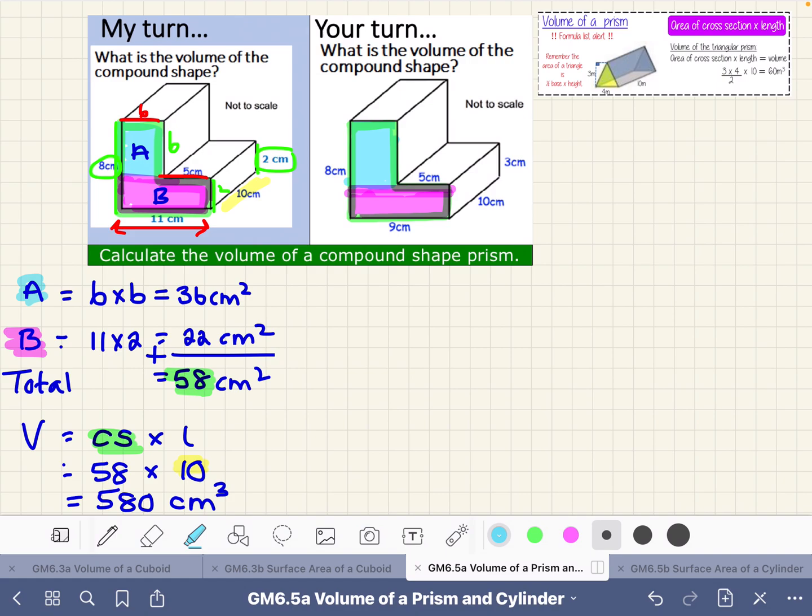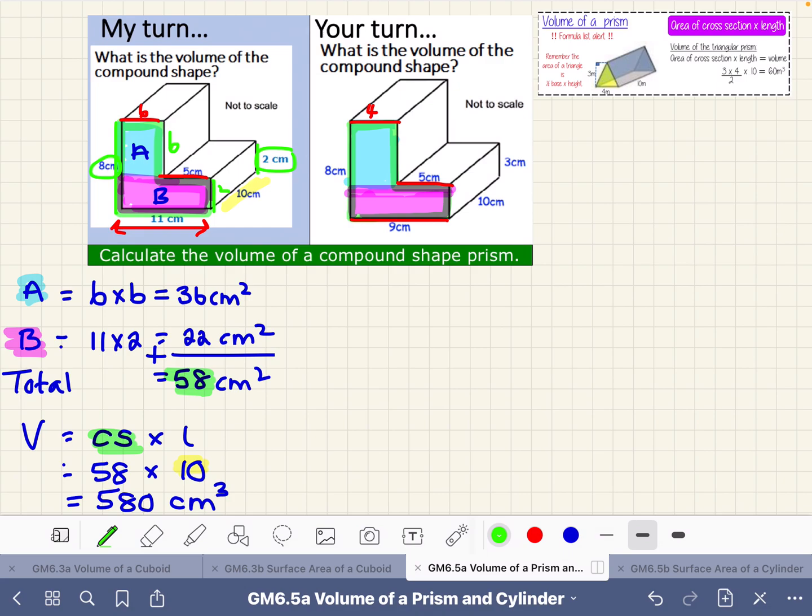We now must check to see whether we've got the measurements that we should have. If I look at this distance up here to begin with, I know that across the bottom in total is 9. 5 centimetres takes me part of the way. Therefore 9 take away 5 gives me 4 centimetres left over.